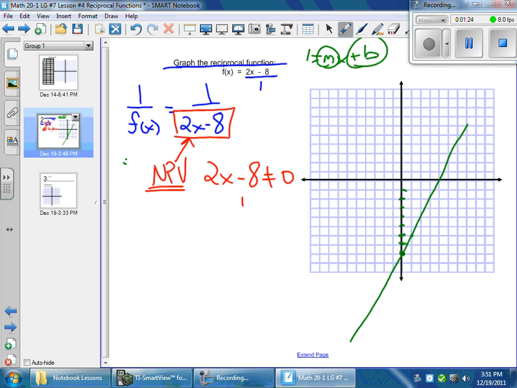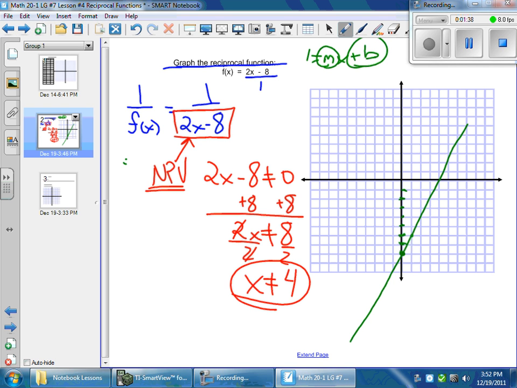2x minus 8 cannot equal 0. Add 8 to both sides, boom, boom. This gives you 2x cannot equal positive 8, divide by 2, right? X cannot equal 4. But I want to show you something, because look, 1, 2, 3, 4. That point where the original graph goes through the x-axis is actually your non-permissible value. Isn't that cool? So you can draw your asymptote right through there. There's your asymptote at x equals 4.